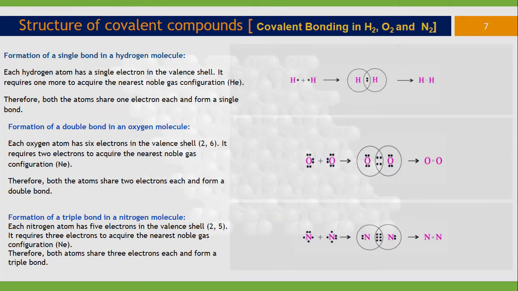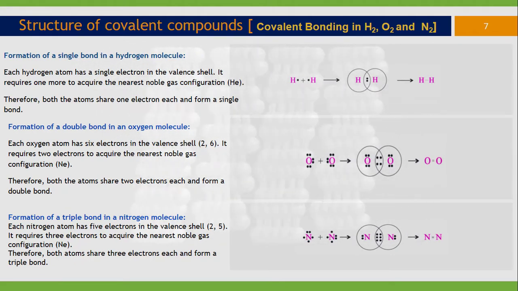Next, formation of a double bond in an oxygen molecule. Each oxygen atom has 6 electrons in the valence shell, 2, 6. It requires 2 electrons to acquire the nearest noble gas configuration, neon. Therefore, both the atoms of oxygen share 2 electrons each and form a double bond, O double bond O, as given in the picture.